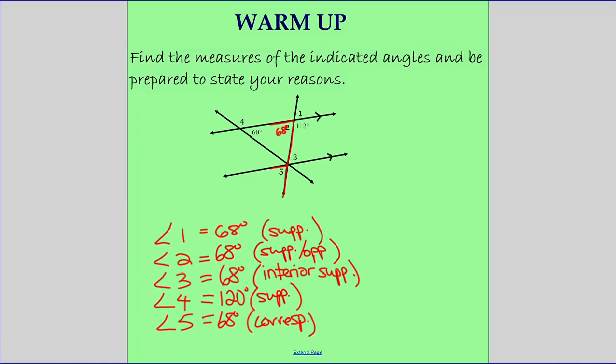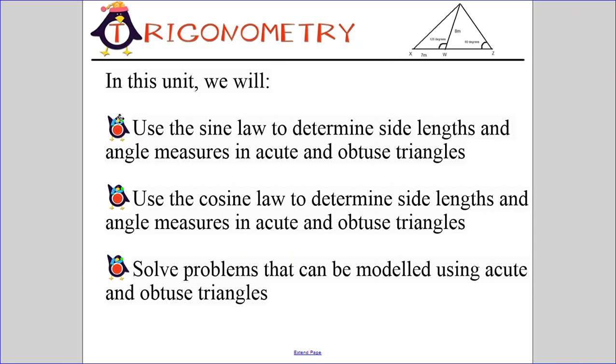So just a quick recap to what we did dealing with angles before we get into this law of sines and cosine stuff. So in this unit, we're going to use the sine law to determine side lengths and angle measures in acute and obtuse triangles. We're going to use the cosine law to determine side lengths and angle measures in acute and obtuse triangles, and then we're going to solve some word problems that can be modeled using those triangles.